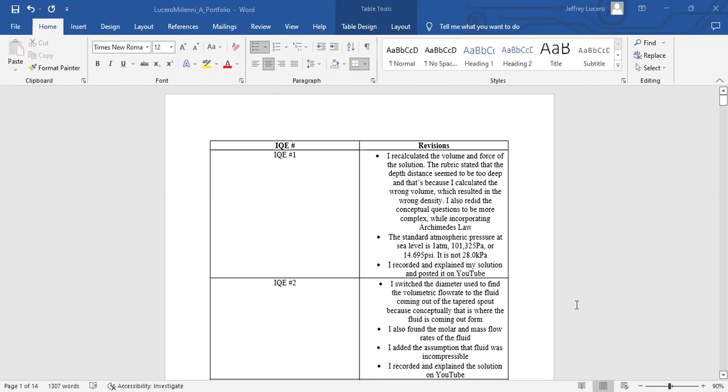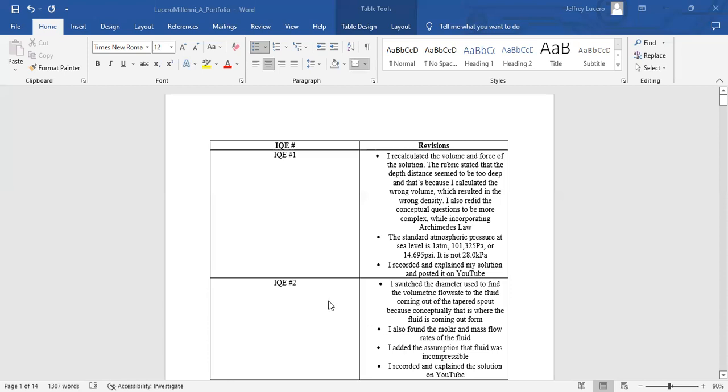So for the first IQE, I recalculated the volume and the force of the solution. The rubric stated that the depth distance seemed to be too deep, and that's because I calculated with the wrong volume, which resulted in the wrong density. I also redid the conceptual question to be more complex while incorporating Archimedes' Law. I used the standard atmospheric pressure at sea level, which is 1 atmosphere, or all the other correct conversions of 1 atmosphere, and it is not 28 kPa as stated in my rubric.